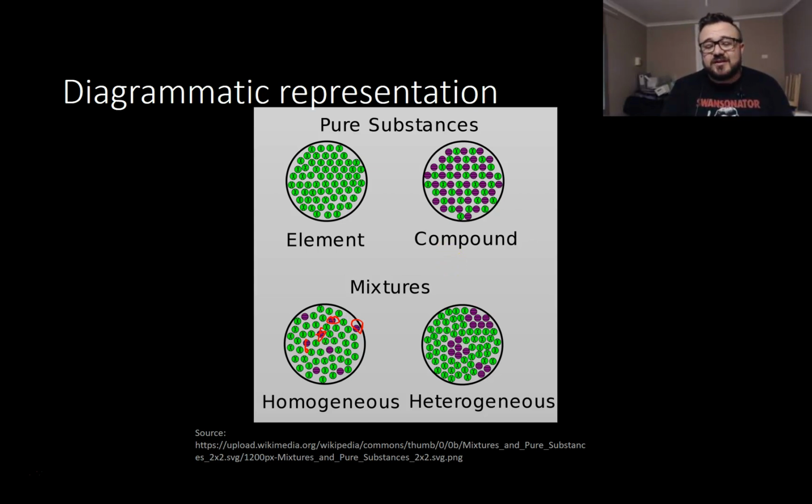And then we've got heterogeneous ones. We see that the particles are all clumped together, which makes them bigger, more solid. So we have different consistency throughout, but still a variable composition.